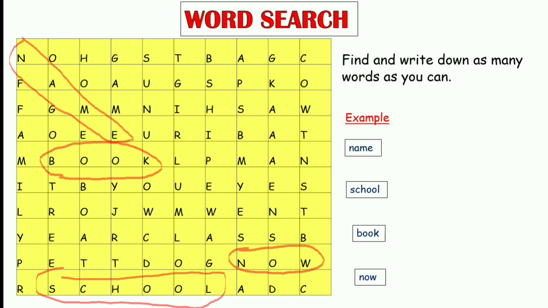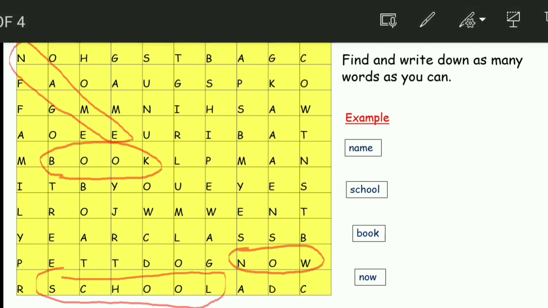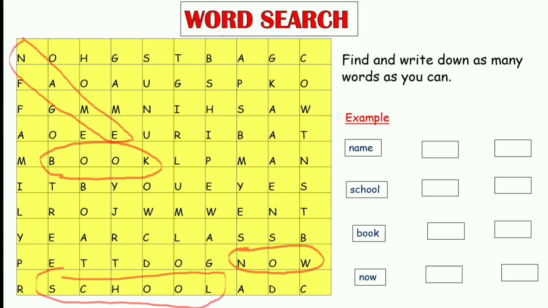The remaining words, children, you are going to search, you're going to find those words from this grid and write them down. I have placed some boxes, but I'm sure you all are very smart children, so you will definitely find more words than the boxes that I have placed. You can write as many words as you can find. So that was our first activity.